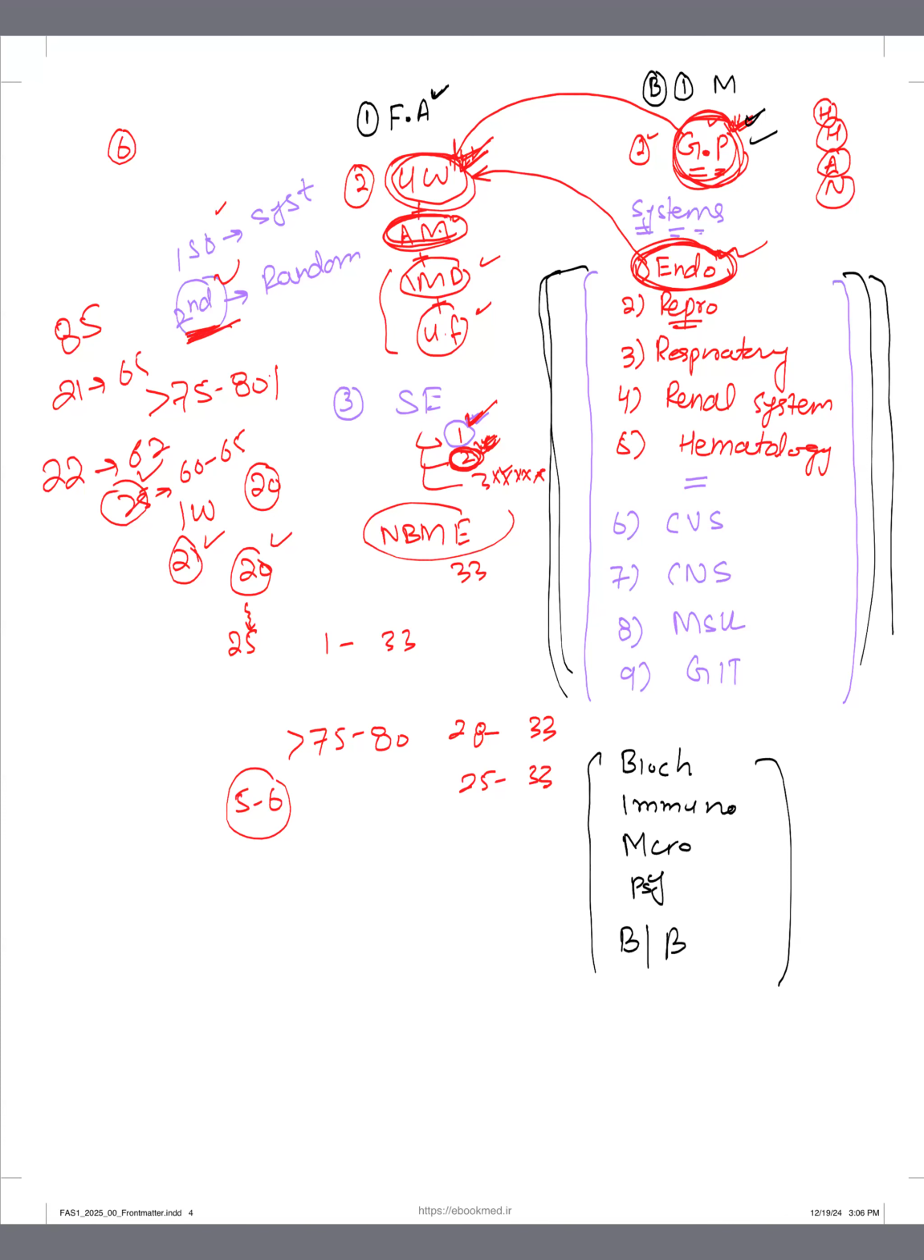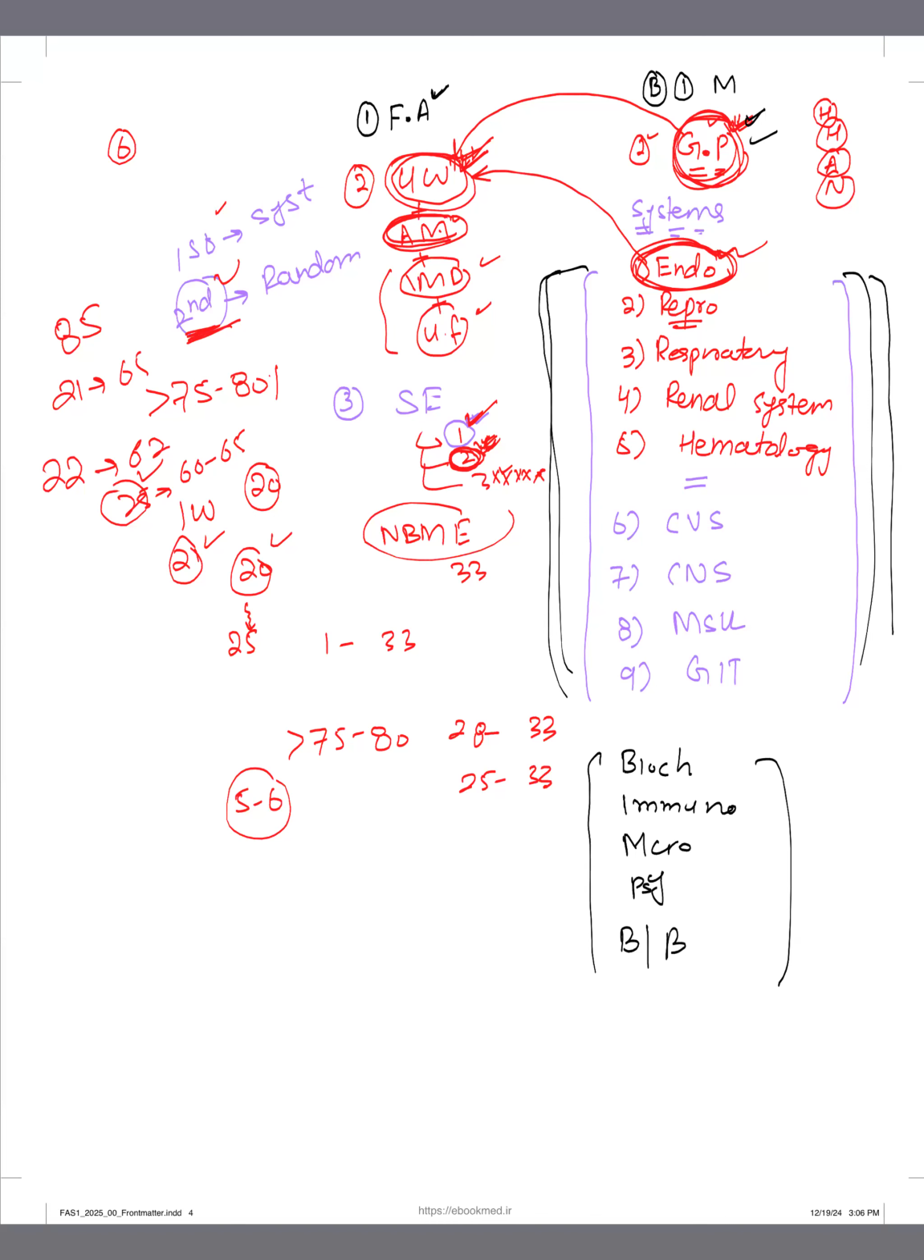And please don't solve the NBMEs before UWorld. So this is the complete schedule in which you have to start your preparation. With preparation you have to start UWorld. After UWorld you have to start the self assessment, and after the self assessment you have to start the NBME.